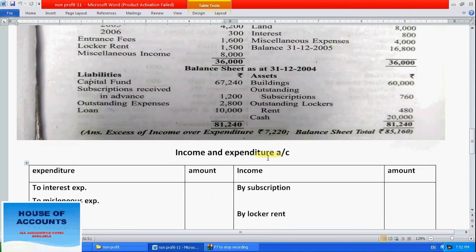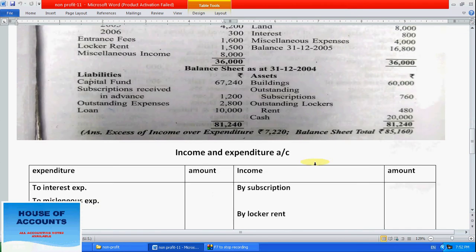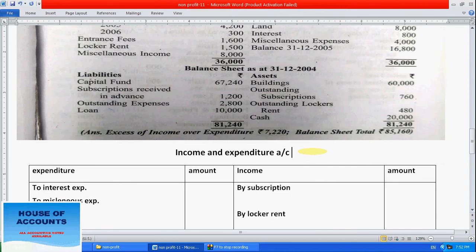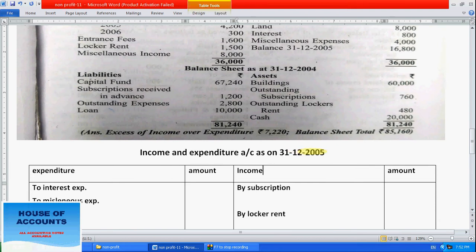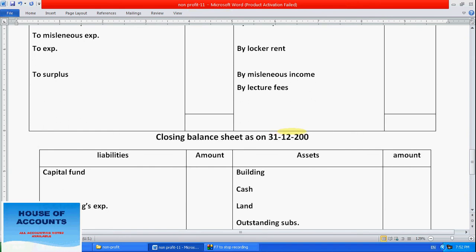First, let's start. The name of the receipt and payment income and expenditure account is not given, so 31st December 2005 means as on 31st December 2005. We have to prepare the balance sheet also as on 31st December 2005.